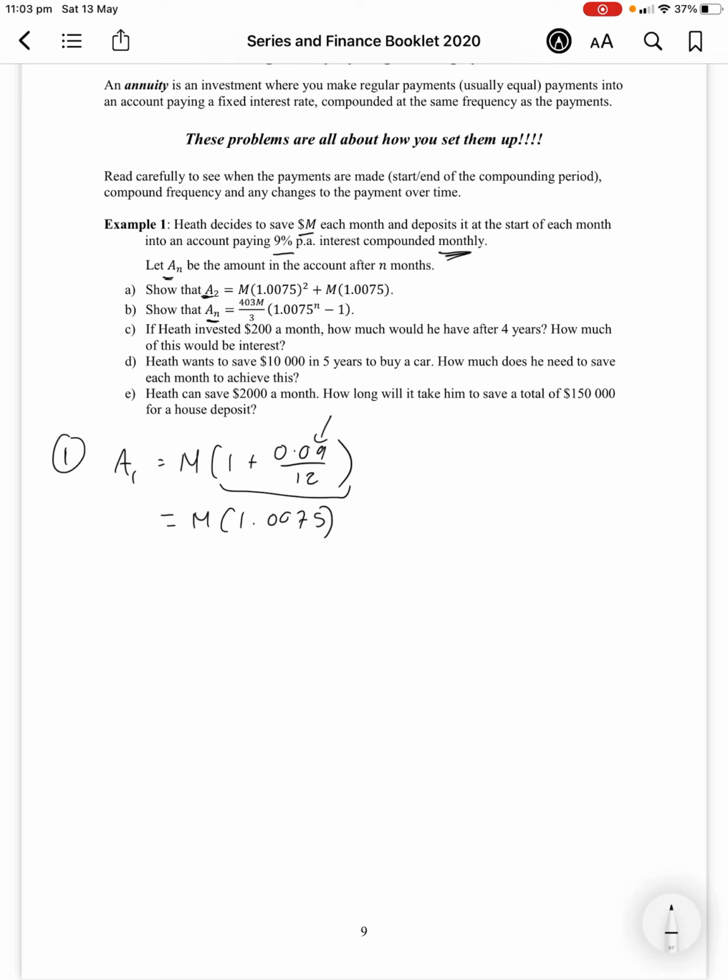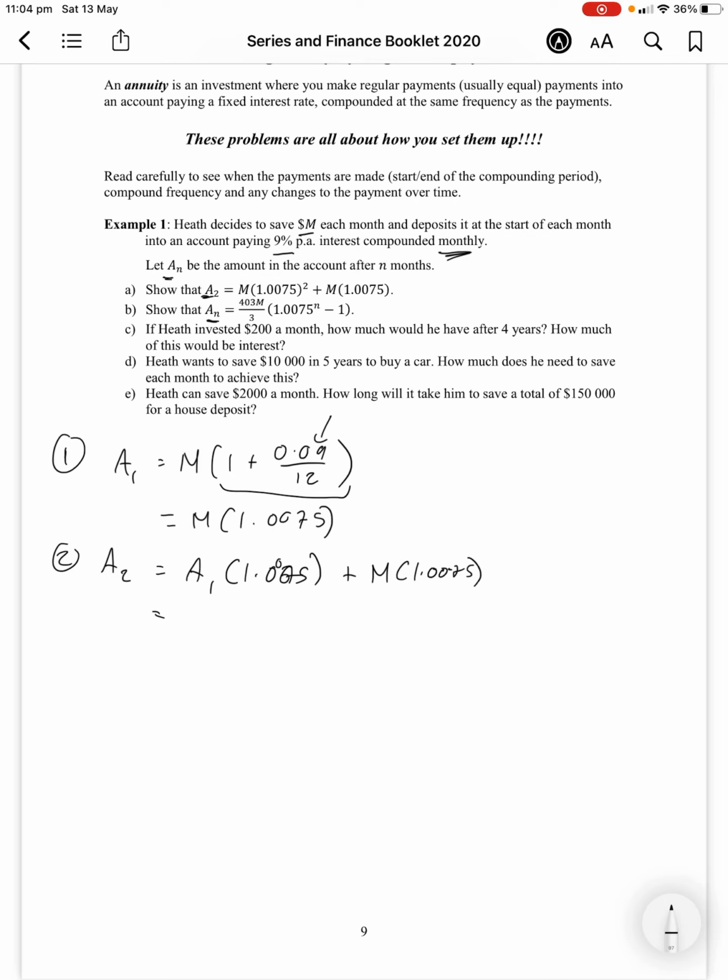Now, when I'm looking at the second amount, the second amount in terms of interest works as follows. It's going to be the initial amount, and interest is charged on the initial amount, plus the new payment that is going in. In terms of what we are looking at, the new payment is also being charged interest. So we're just going to put that in.